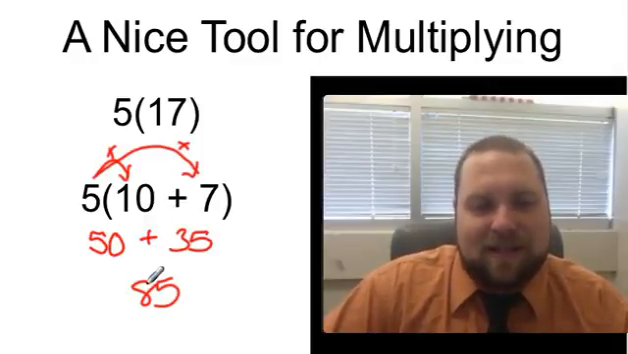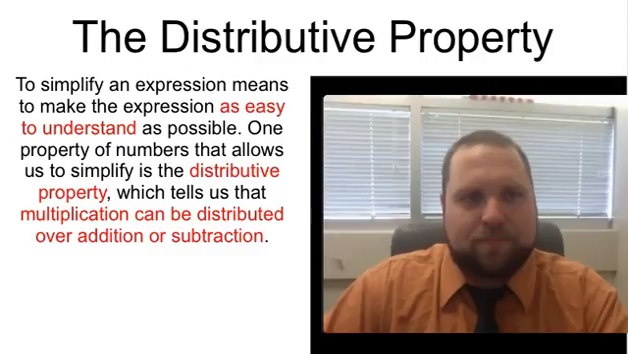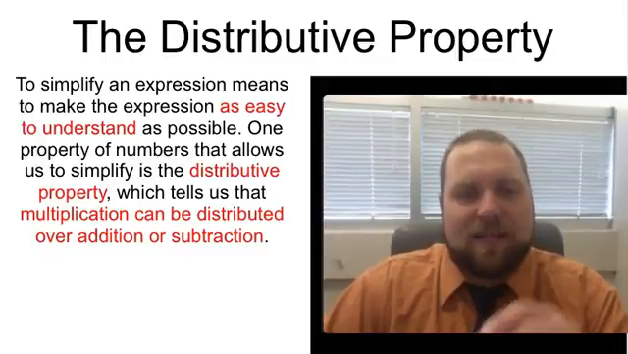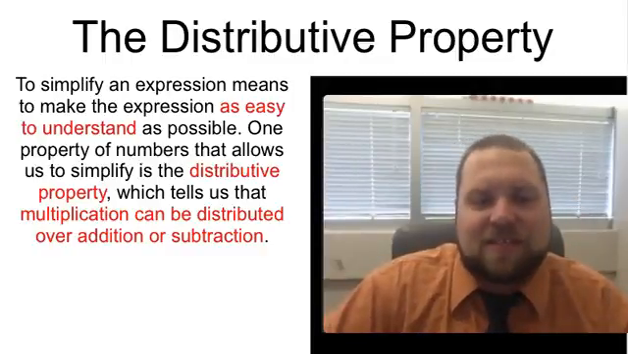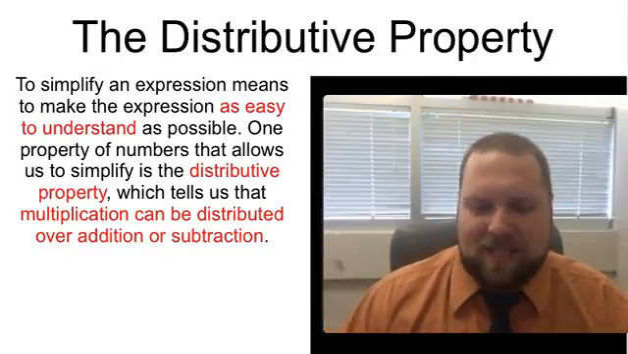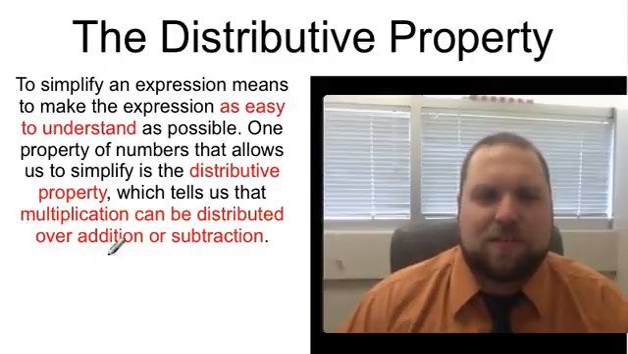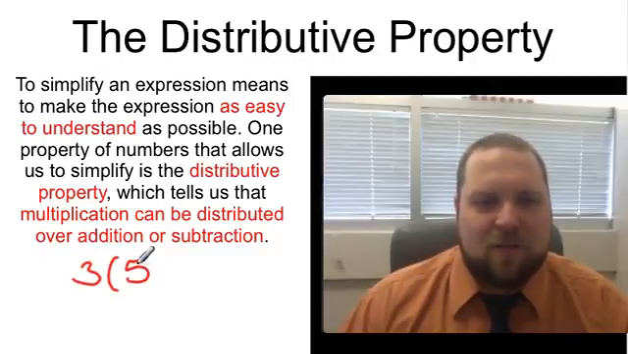What we've seen here is, in fact, the distributive property. So the distributive property is a way of simplifying. Again, that just means making an expression easy to understand. And what this is really getting at, where we say multiplication can be distributed over addition or subtraction, is a fancy way of saying in words what we just saw.